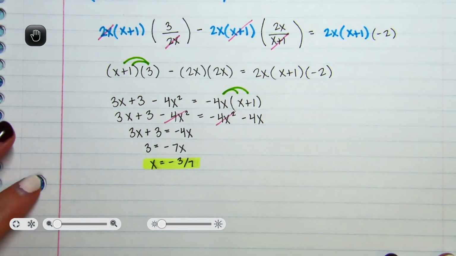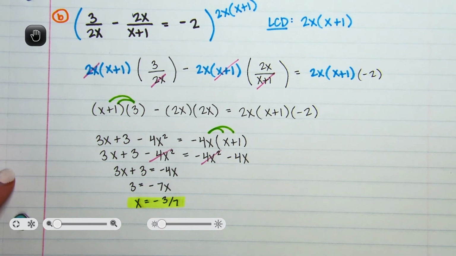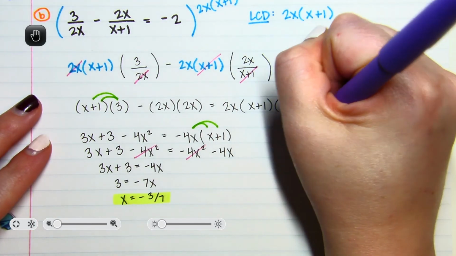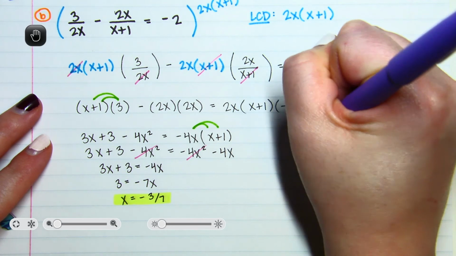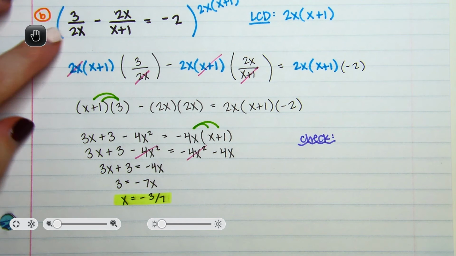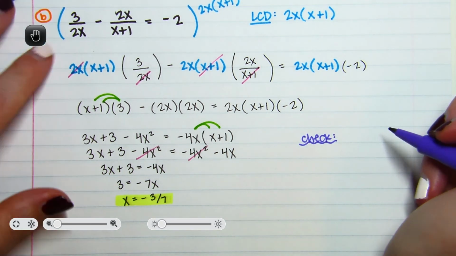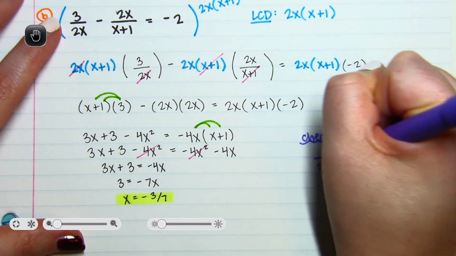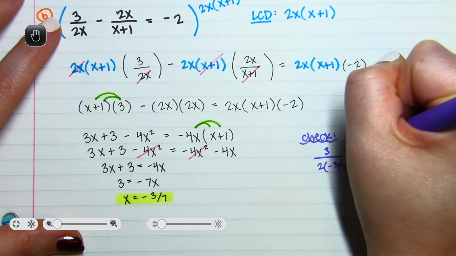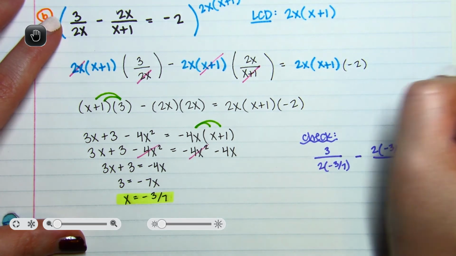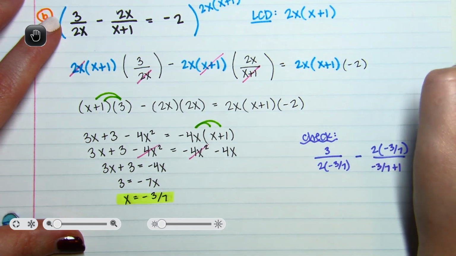Now for this one, do we need to check for extraneous solutions? You should have said yes, we do, because we do have variables in our denominator. So let's go ahead and do that. I'm just going to do the little check over here on the side. And it can be something super informal. You don't actually need to finish solving it all the way through. You just need to make sure your denominators are not 0. So you're going to have 3 divided by 2 times negative 3 over 7 minus 2 times negative 3 over 7 divided by negative 3 over 7 plus 1 equals negative 2.